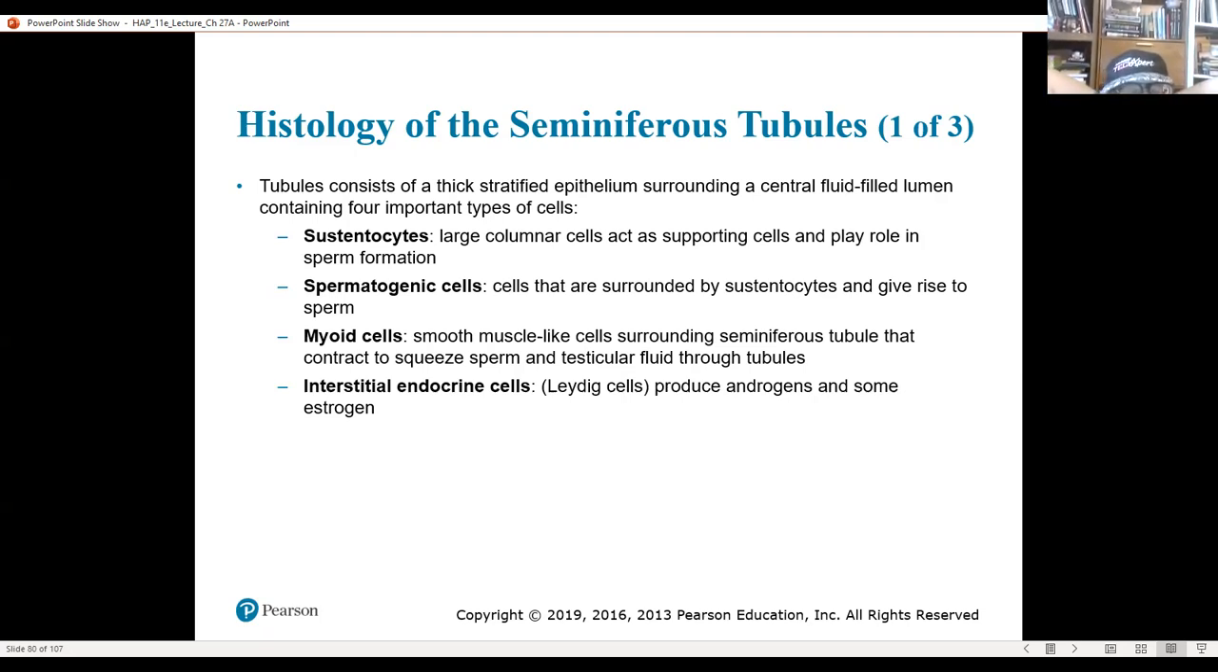So you could have myoid cells. These are smooth muscle cells that contract to squeeze the fluid, to move the sperm and the testicular fluid through the tubules. That obviously happens after we've made sperm. You could have interstitial endocrine cells, Leydig cells, and these make androgens, male sex hormones. They also make some estrogen. All right.